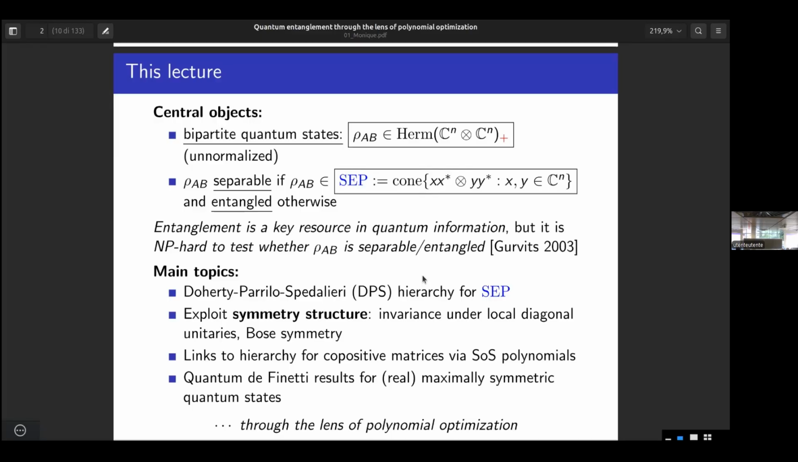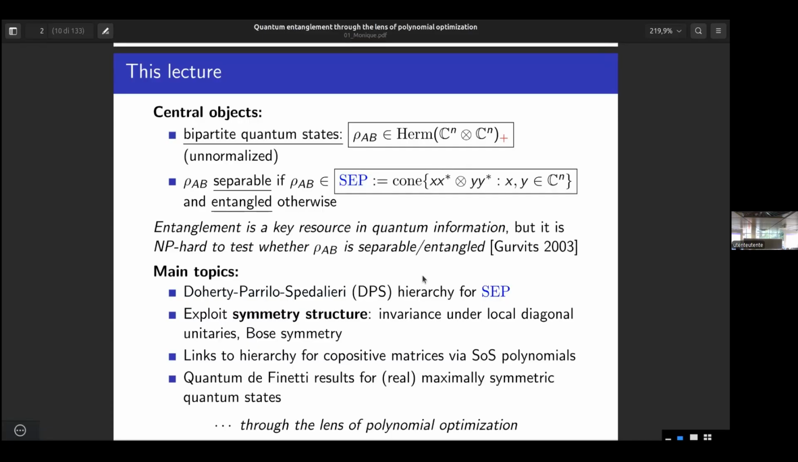It's because quantum entanglement is a very important resource in quantum mechanics to carry out some tasks more efficiently than just using classical resources. So it's important to deal with quantum states which are entangled, but the difficulty is that it's NP hard to test. Given a state, is it entangled or separable? That's the need for criteria that can be checked efficiently.